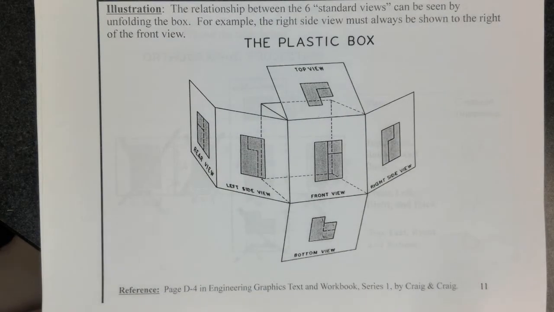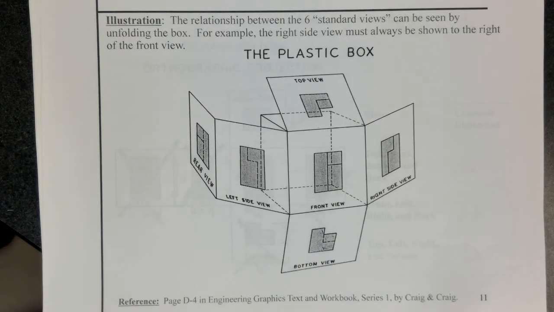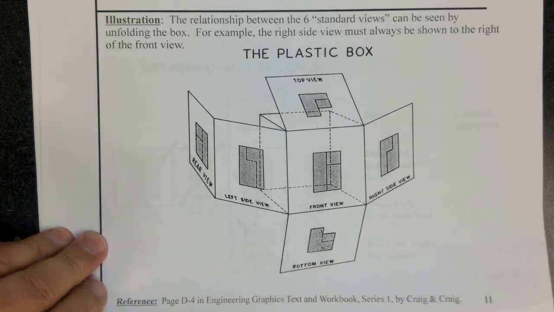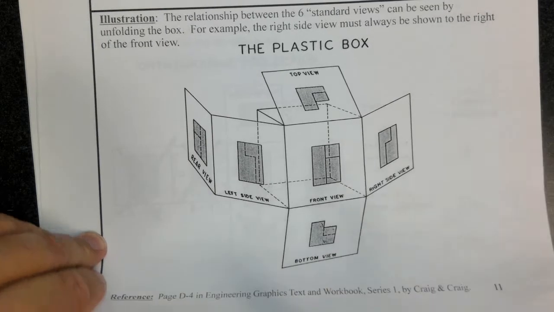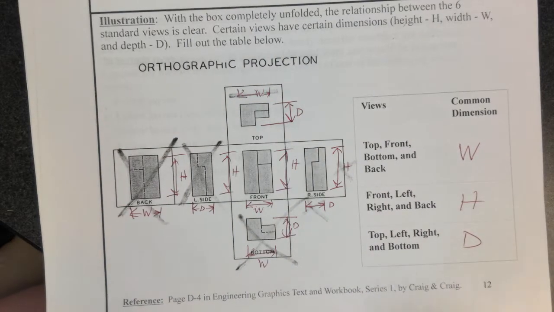When you open up the box, you will see 6 views. Now, it's not normally necessary to show 6 views of a part. Again, unless it's a very complicated part and you need to show all 6 views. In most cases, you can get by with 3. That's usually the norm. Okay.